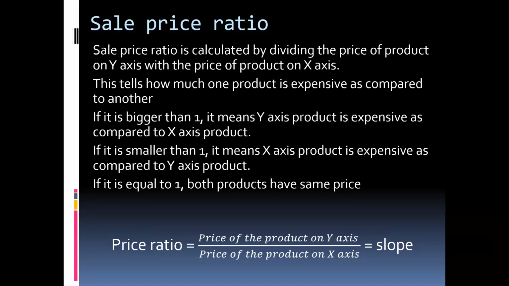It tells us how much one product is expensive as compared to another. So if the y product is expensive, the answer will be more than one. If x is expensive, then the answer will be less than one. And if the price ratio is one, it means both products have the same price. So what is the logic behind it? We are just discussing that.